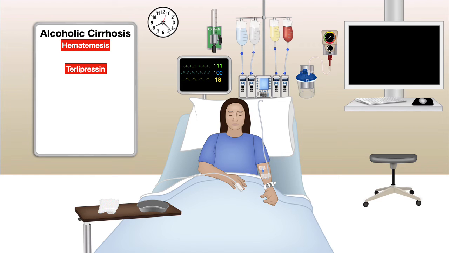When it comes to terlipressin, this is given as an IV bolus, 2 milligrams every 4 to 6 hours for the 24 to 48 hours, and that's what we give. And then after the 2 days, you reduce the dose to 1 milligram, again every 4 to 6 hours for another 24 to 48 hours.